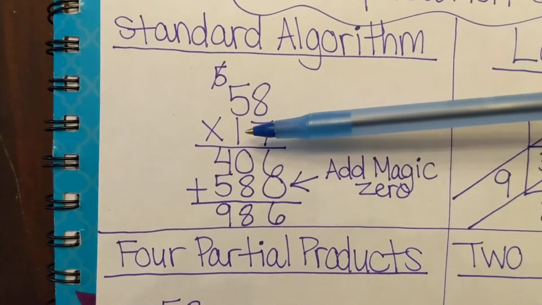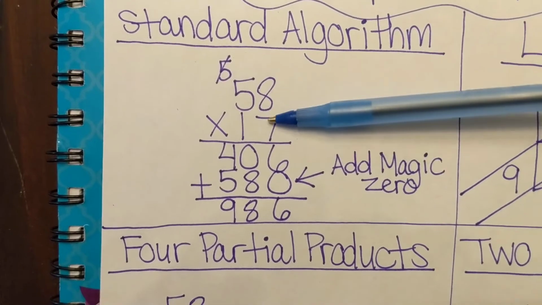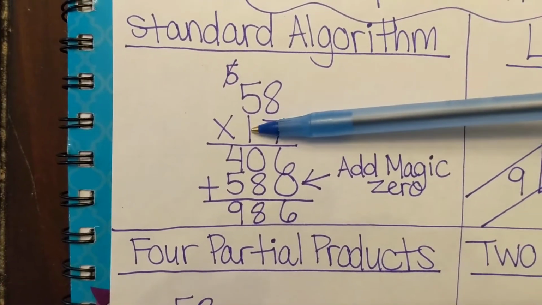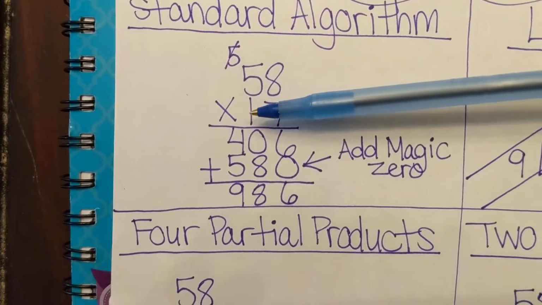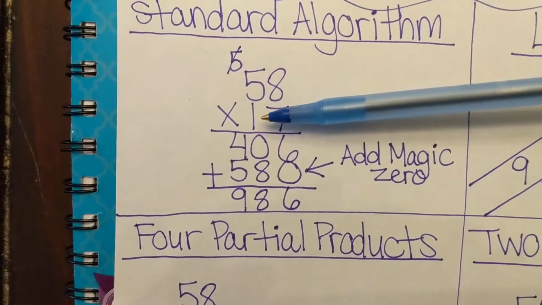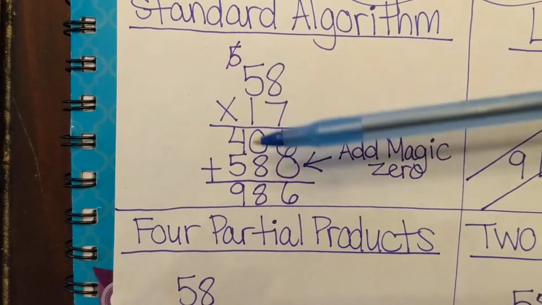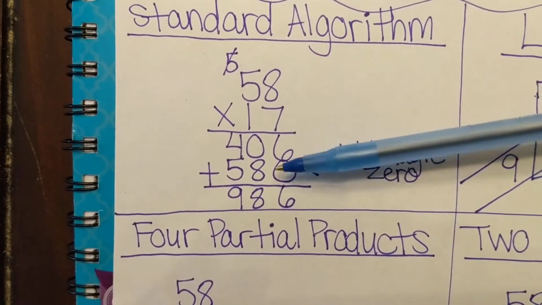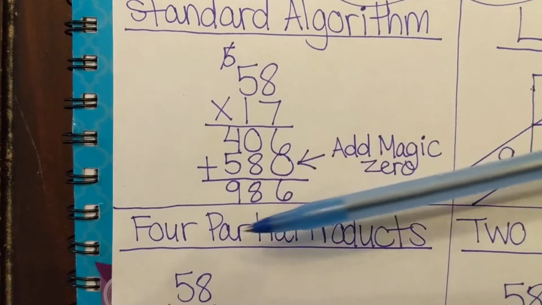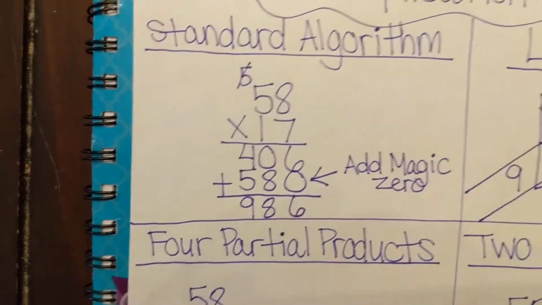Then over here, that was our tens times our ones. Now we have to do our tens times our tens. So our tens times our tens is 1 times 5, but really it's 10 times 50. So 1 times 5 is 5, so I write that down, and then you add these two answers up, and your total should be 986.